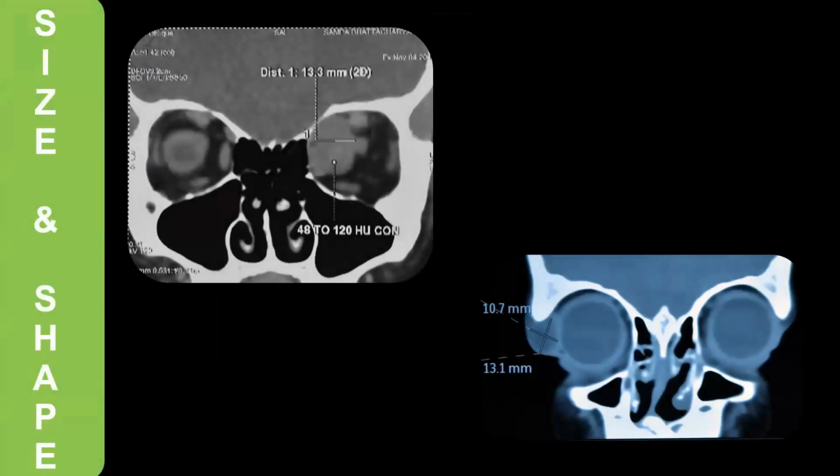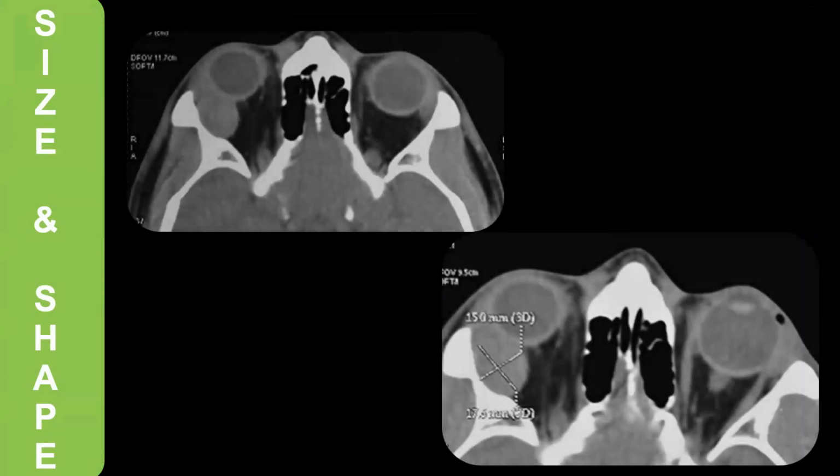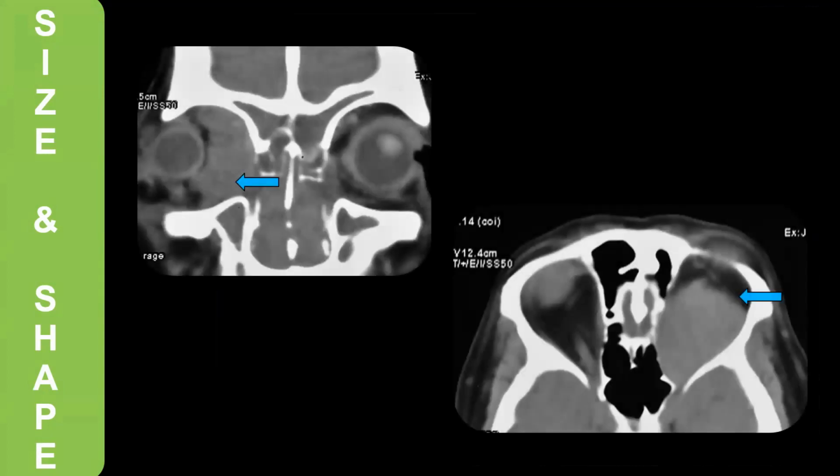Next is to know the size and shape. Benign lesions are usually well defined and have a regular shape, and they can be measured at their horizontal and vertical dimension as seen in the first and second image. The same as seen here in the first image, we see a well-defined lesion in the lateral part of the orbit, which can be measured easily. While any infiltrating or malignant lesions have irregular shape and irregular borders.